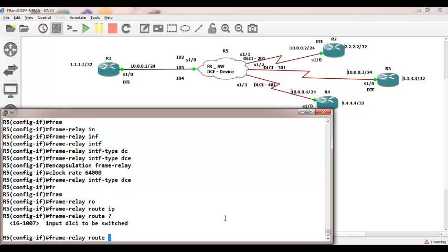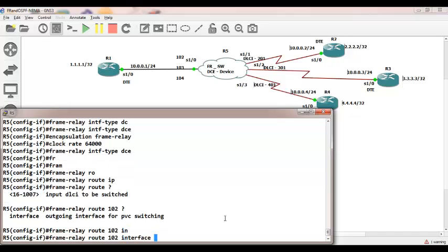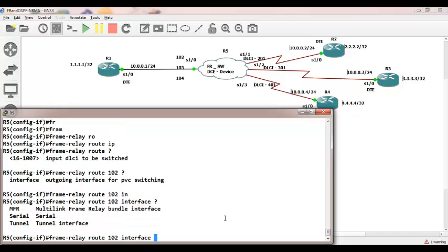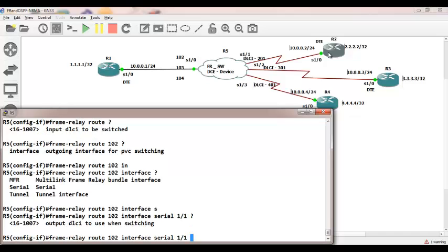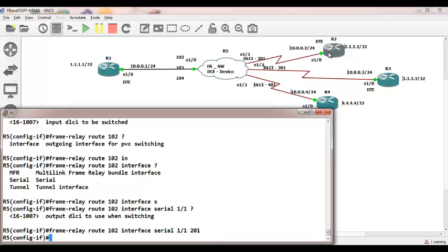Frame relay route. The input DLC number, I'm going to say 102. This is the tunnel I'm making between router 1 and router 2. So 102. What is the exit interface? Serial 1/1. That is what is connecting to router 2. What will be the DLC number on that 1/1? 201. This is for one-way communication from router 1 to router 2. We have written a route.